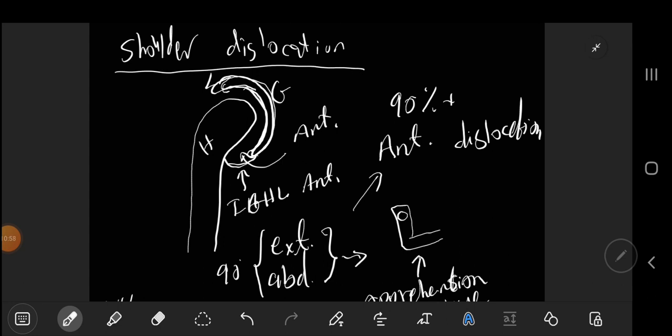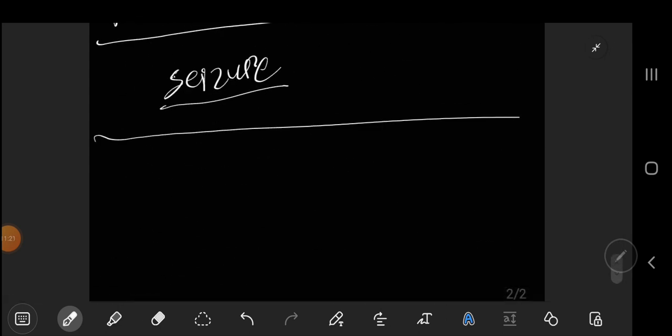Now, not every shoulder dislocation needs surgery. You need to understand if the patient does have instability and if he has recurrent shoulder dislocation. If he does, you can consider it, but don't forget the conservative treatment with physiotherapy and everything else.